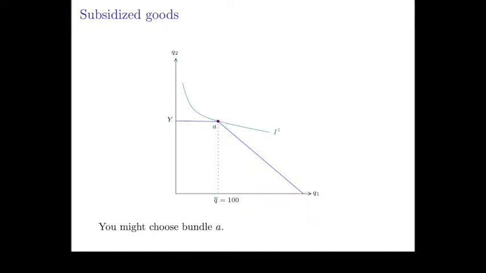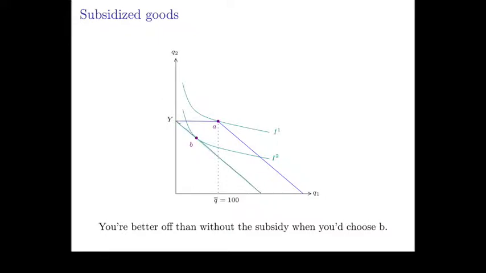Now, perhaps you pick this bundle A when you're asked to pick your optimal bundle. Well, if your budget line was this budget line here, without the subsidy, you would be picking the bundle B, and clearly you're better off to receive the subsidy and get bundle A than to get bundle B.